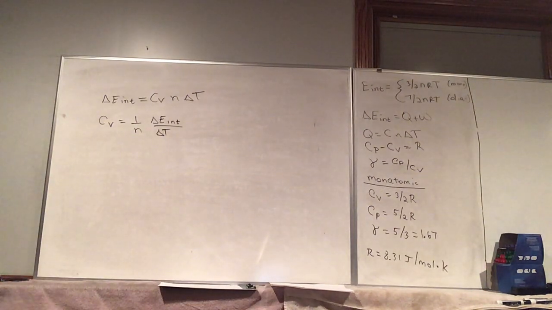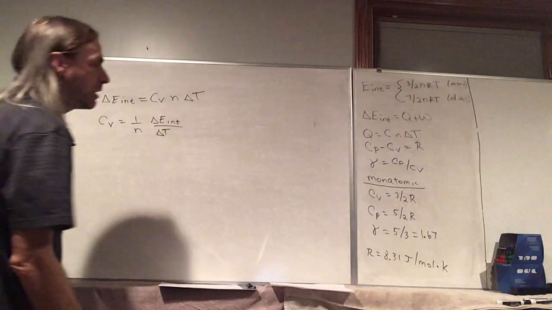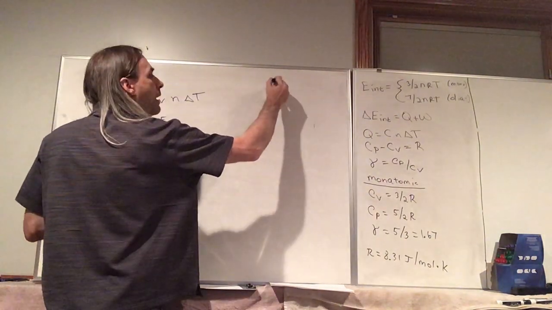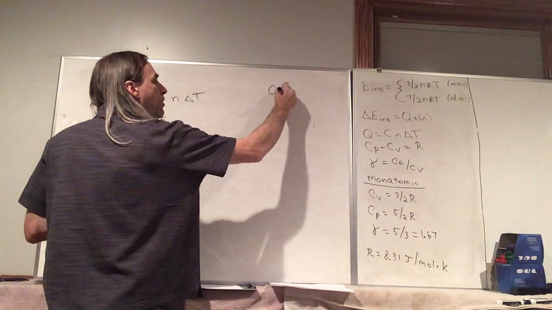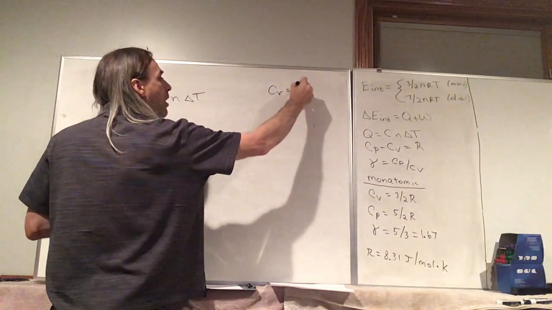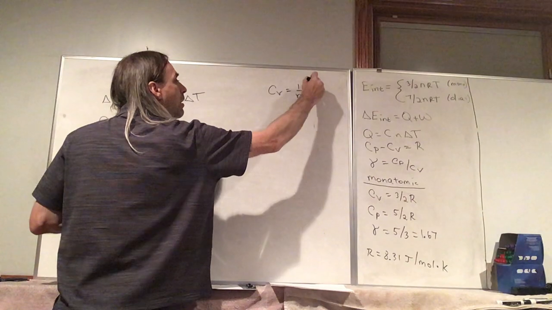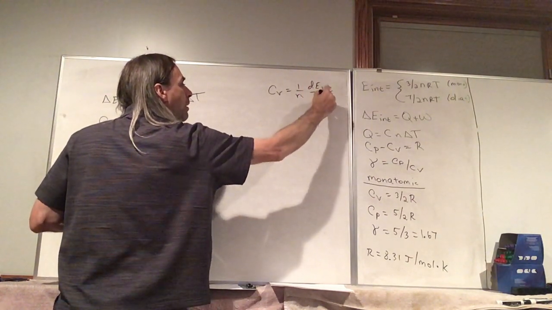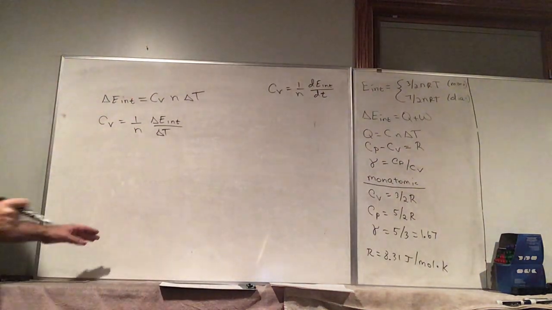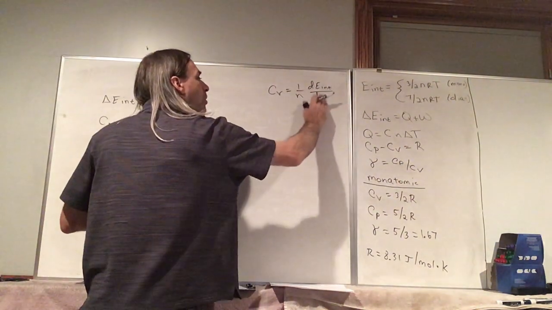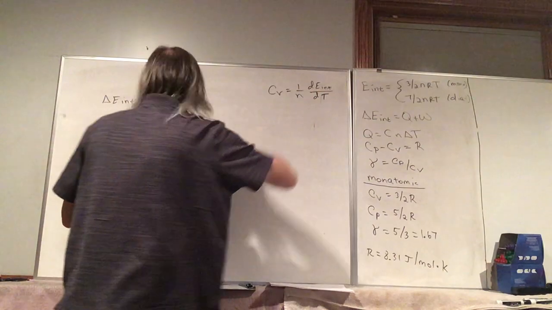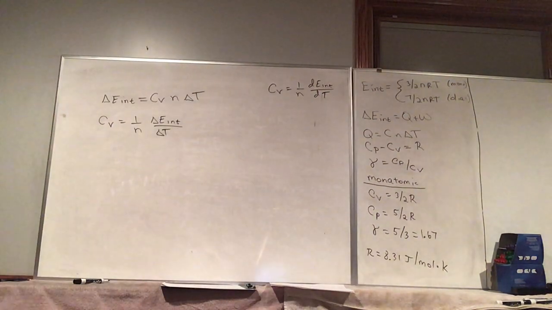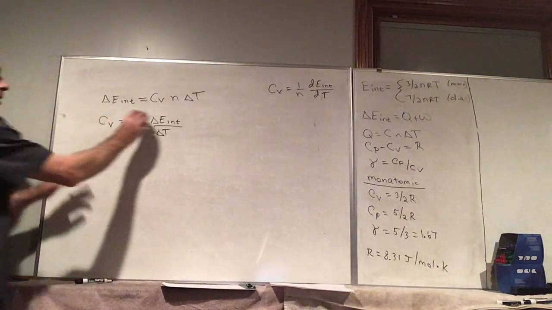And we can write this as a derivative by looking at an infinitesimal change. I wish I could write it on this board over here, but I didn't really leave myself any room. But in general, CV is going to be 1 over n times the derivative of the internal energy over the temperature.